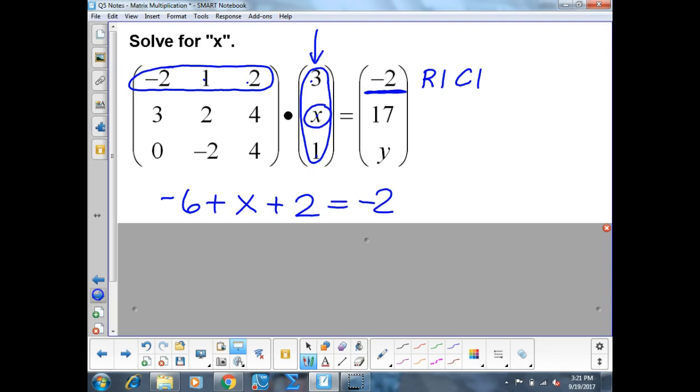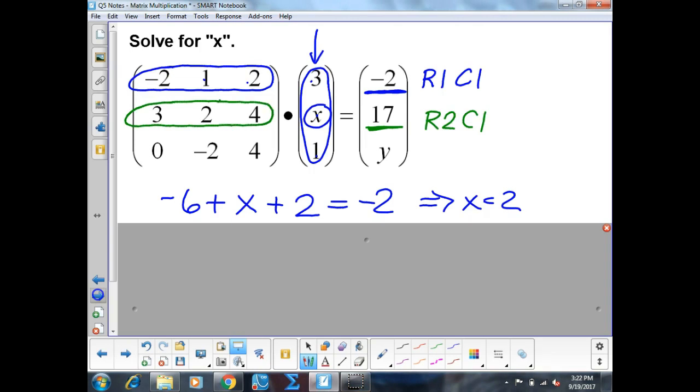So that allows us, just looking at what the multiplication would be, to solve for x. If I just combine like terms, I get negative 4 plus x is negative 2, and then add 4 to both sides. So x would have to be 2. It's not the only way I could have done that one, because I also know what row 2 column 1 is. I could have made up an equation based on row 2 and down column 1 and made it equal to 17, and I would arrive at the same answer.